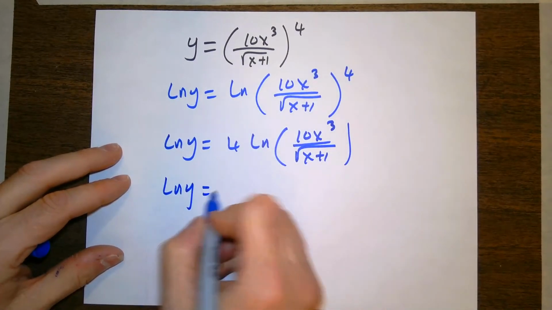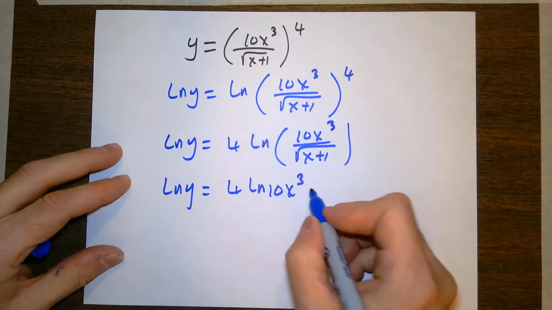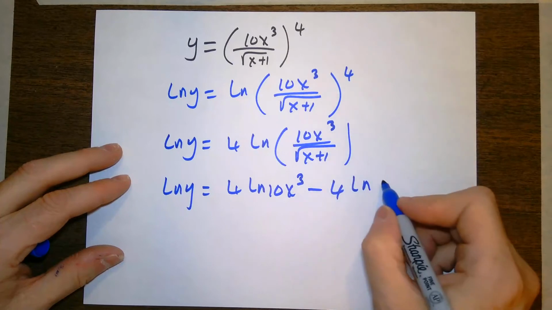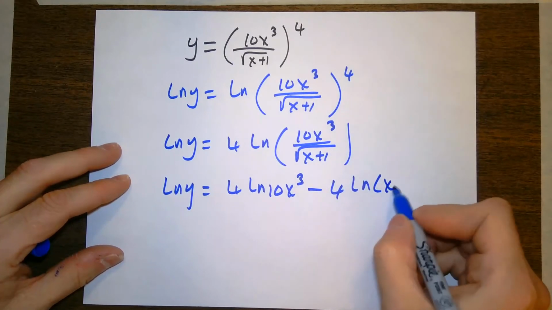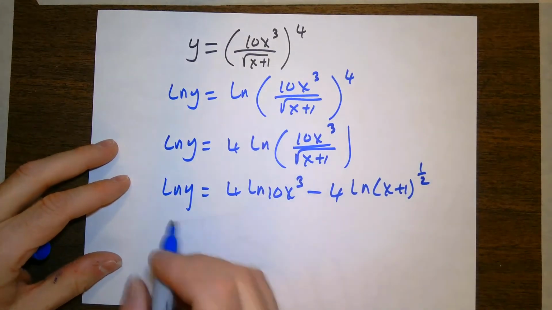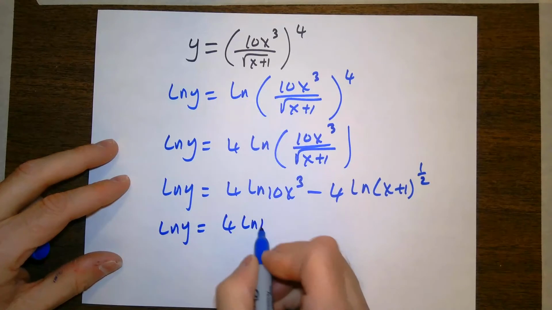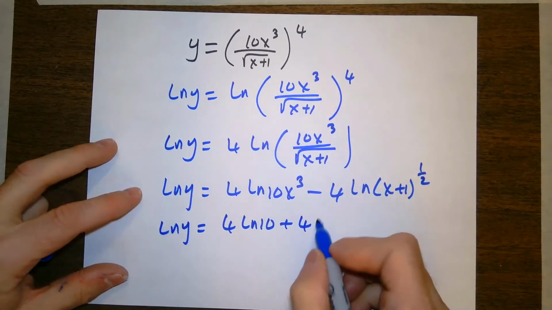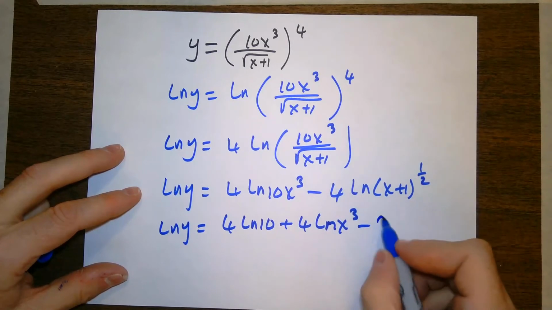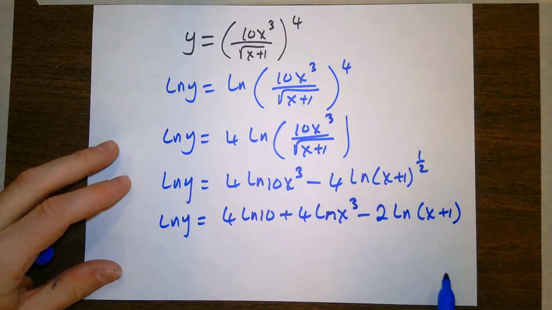The natural log of y equals 4 times the natural log of 10x cubed minus 4, don't forget that 4, the natural log of, and I'm going to write the square root of x plus 1 as x plus 1 to the 1/2 power. Let's break this up. Natural log of y equals 4 times the natural log of 10 plus 4 times the natural log of x cubed minus 2 times the natural log of x plus 1.